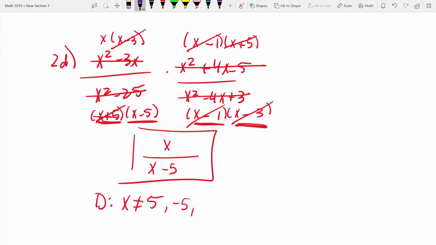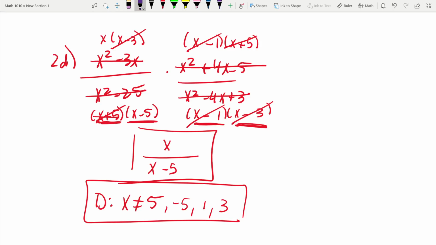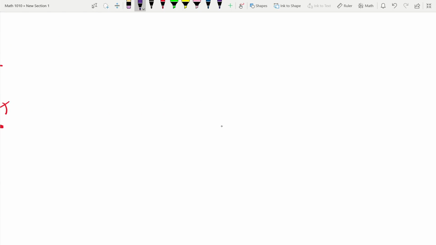The x minus 5 gives me the 5. The x minus 1 gives me a 1. The x minus 3 gives me a plus 3. Those are my restrictions, and I'm done. Okay? All right, you guys, question 2E.